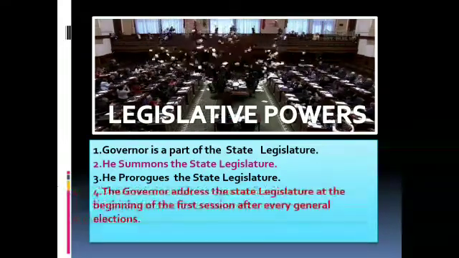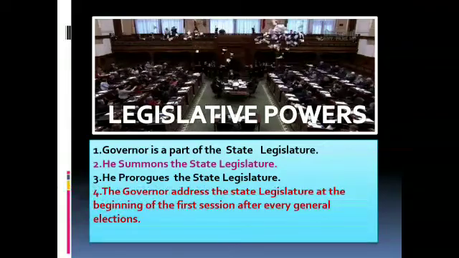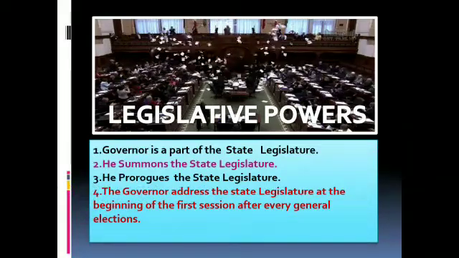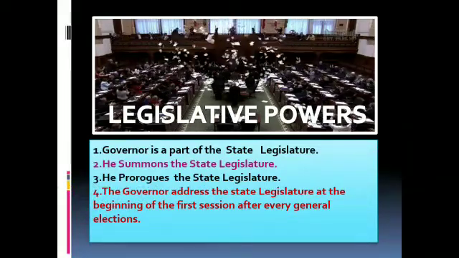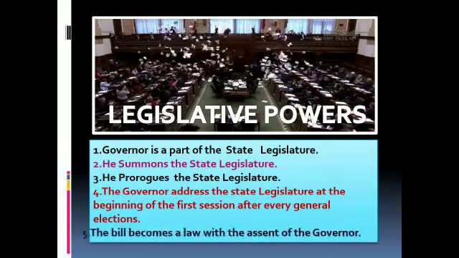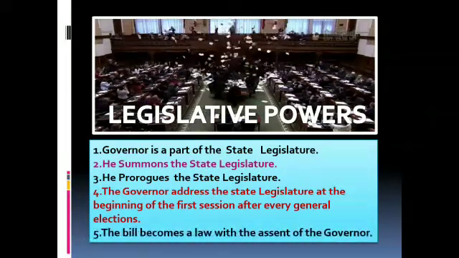So the governor addresses the state legislature at the beginning of the first session after every general election. The bill becomes a law with the assent of the governor.